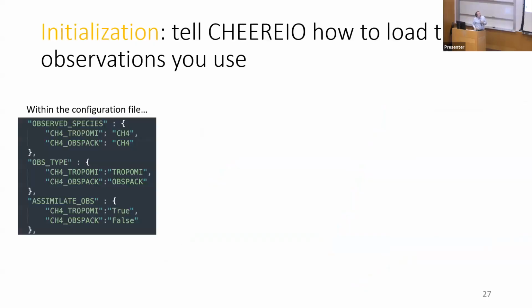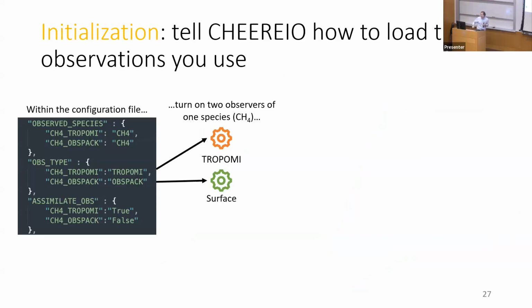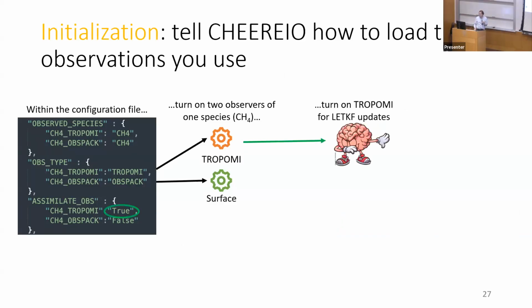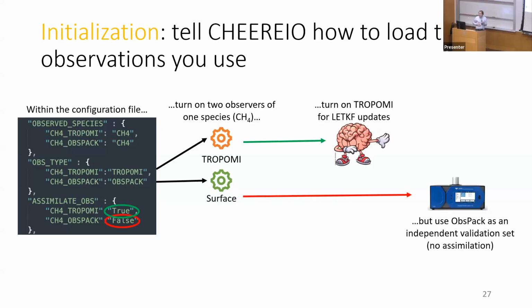So here is how we tell CHEEREIO to load these observations. So we are observing these species. In this configuration, we're using both methane from OBSPAC, from surface observations, and then methane from Tropomi. But we've decided that we're only going to assimilate Tropomi, and we're actually going to just keep OBSPAC as a separate validation data set. So we just want to compare our results to that online. And so we've turned on Tropomi for LATKF updates. So we're chugging Tropomi into our ensemble Kalman filter, but we're using OBSPAC as a validation set.